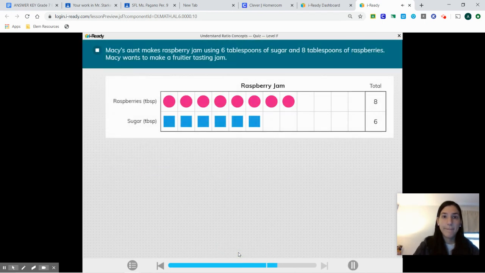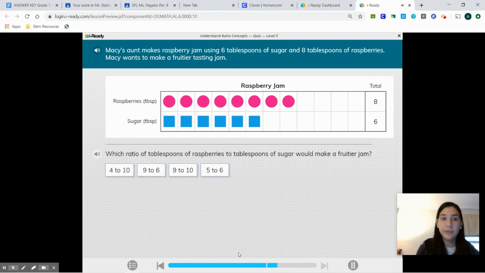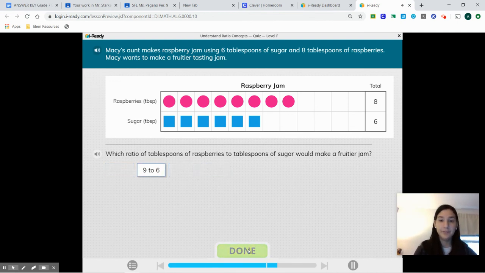Macy's aunt makes raspberry jam using 6 tablespoons of sugar and 8 tablespoons of raspberries. Macy wants to make a fruitier tasting jam. So we want more fruit. Which ratio of tablespoons of raspberries to tablespoons of sugar would make a fruitier jam? So right now we have 8 raspberries to 6 sugar, so we want more fruit. So 9 to 6 would be more raspberries, so we're going to click that one and go on.